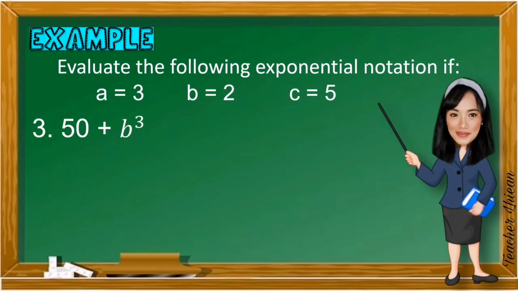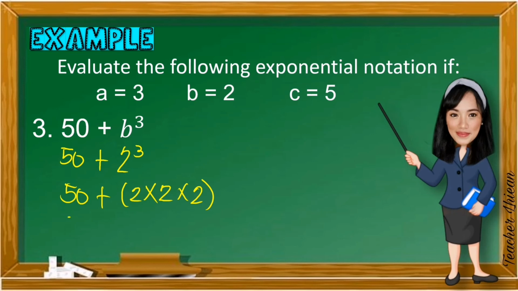Third example, 50 plus B raised to the 3rd power. So, we will copy 50 plus, change natin yung value ni b, which is 2, then raise to the third power. So, let us simplify. 50 plus 3 beses ay mamultiply si 2 sa kanyang sarili. So, 50 plus 2 times 2 is equal to 4 times 2 is equal to 8. Now, let us add 50 plus 8. It is equal to 58. So, the answer is 58.